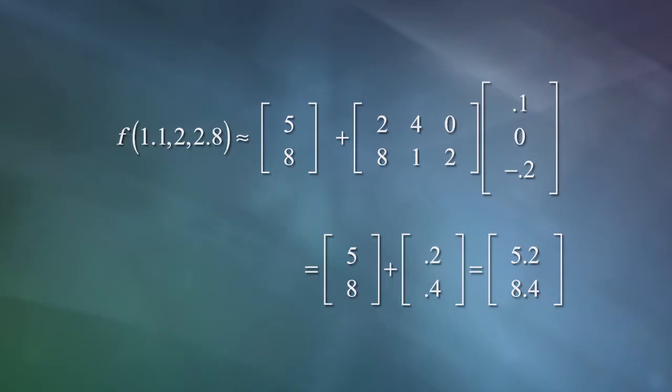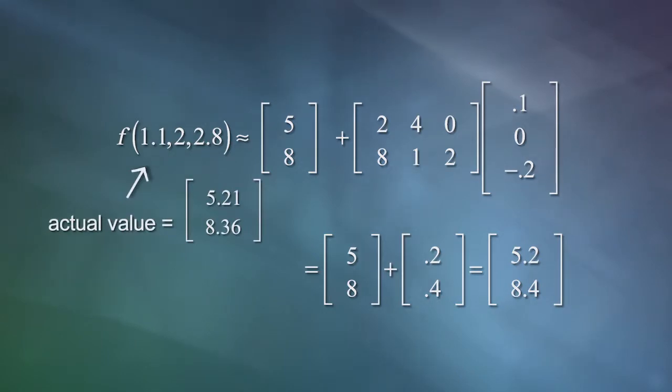And you can compare the actual value of f at the point 1.1, 2, and 2.8, and you'll find that it is 5.21, 8.36. So our estimate was actually pretty good.